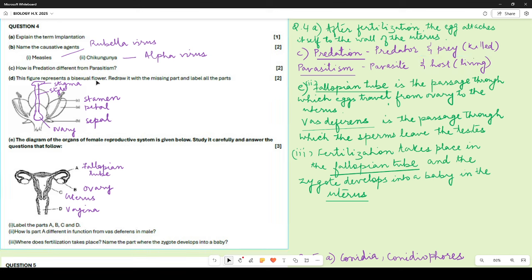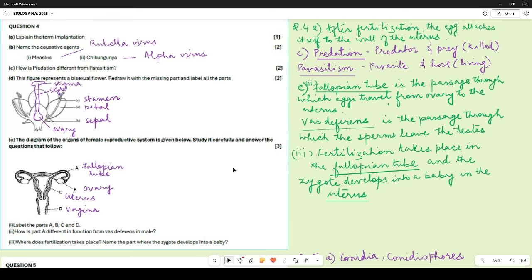This figure represents a bisexual flower. Redraw it. So you had to draw it and you had to label all the parts. So this part, C part is stamen, A part is petal, B part is sepal. And here when you draw the missing gynoecium, you label it stigma, style and ovary. So 1 mark for these 3 labels, the alphabets which are already mentioned, and 1 mark for drawing this and labeling it.